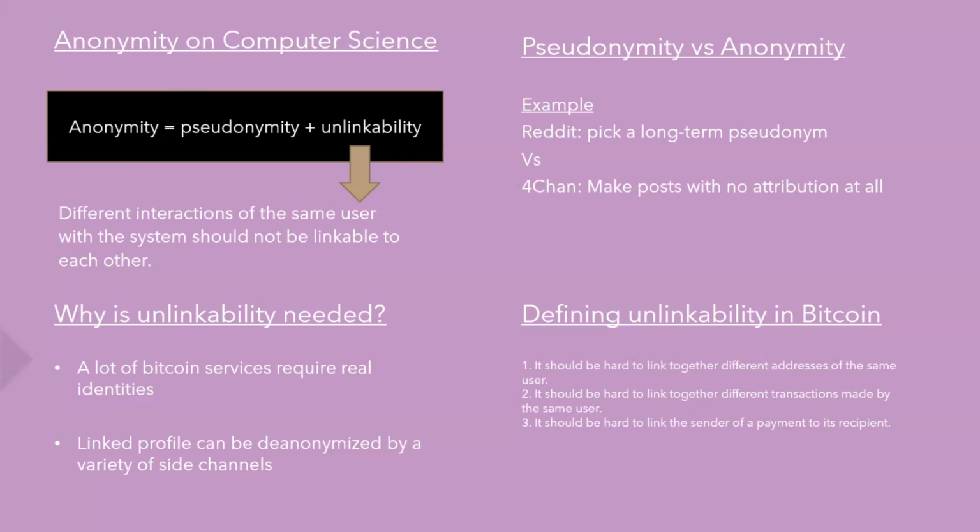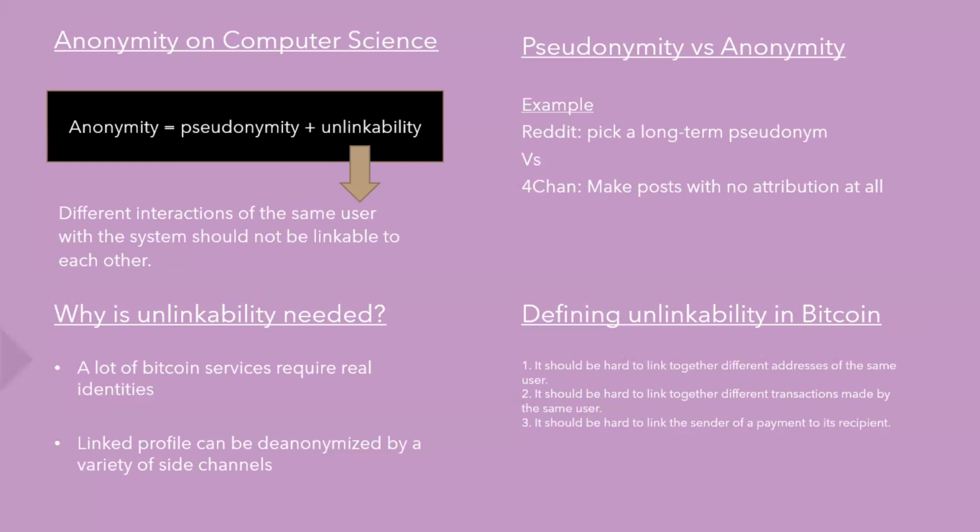Defining unlinkability in Bitcoin. The first two properties are easy to understand, but the third one is a bit tricky. These are the three points. It should be hard to link together different addresses of the same user. Second, it should be hard to link together different transactions made by the same user. And the last one is it should be hard to link the sender of a payment to its recipient.